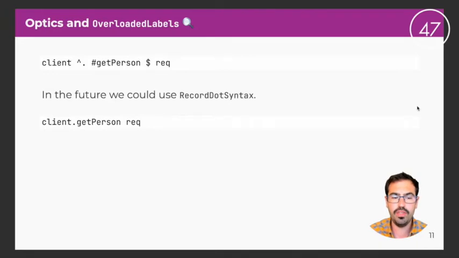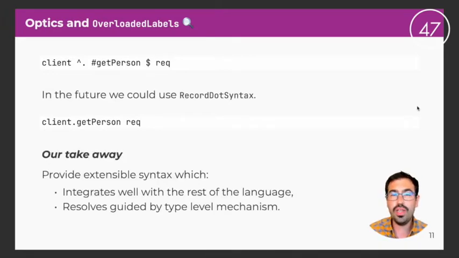So our takeaway here is that for a language to be nice for this kind of framework, what you need to provide is extensible syntax which integrates well with the rest of the language so it doesn't look weird, and also resolves guided by some kind of type level mechanism. So here the fact that getPerson works is mediated by the fact that getPerson is one of the methods in that service. So everything is still compile time checked.